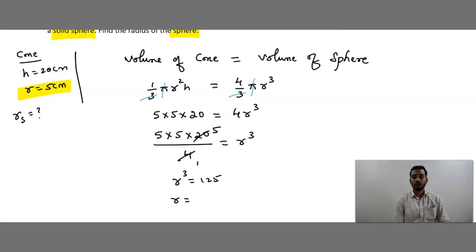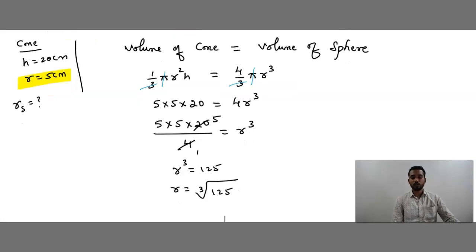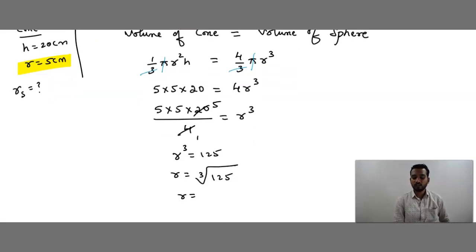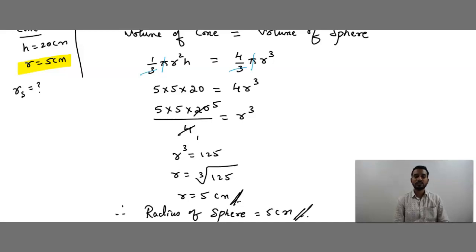So the cube comes to the RHS side, it becomes cube root. Cube root of 125. So what is the cube root of 125? That is 5. If we multiply 5 three times, it becomes 125. So r is equal to 5 centimeters. Therefore, the radius of the sphere is equal to 5 centimeters. I hope you have understood this problem.